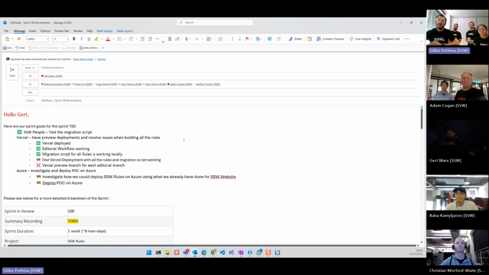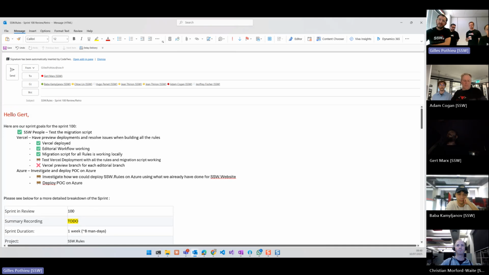As you can see, we had some goals. A lot of them are achieved, but not the Versa one and not the Azure one. One of the goals was to have the migration script working on SSW People. We're going to talk about this one, but this has been achieved. And we also had the Versa deployment to make it work. It's partially done, but we're also going to talk about that later on while skimming through the backlog.